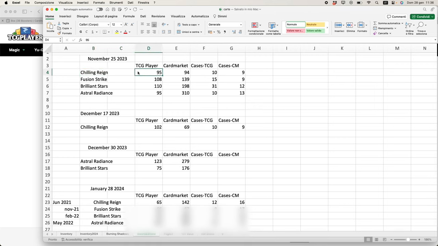had 95 boxes on TCGPlayer, 94 on Cardmarket, and that was the number of cases available. Again, as I say in every video of this kind, I am aware these are not all the boxes out there in the market, which is why these numbers change. They increase or decrease every month, every day. So I'm aware of that. All I can do is take a look at what we see on these markets, and I just keep track of them.